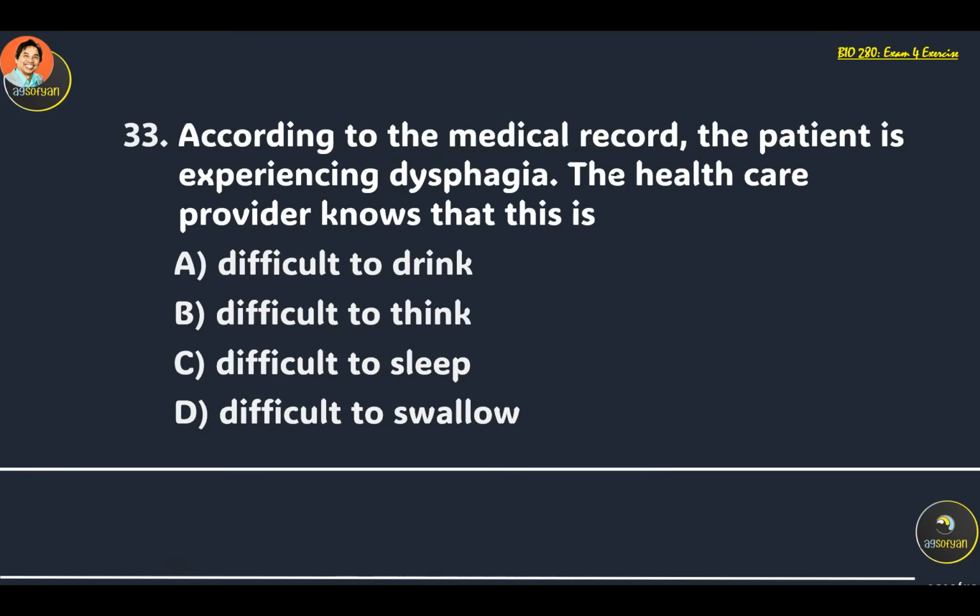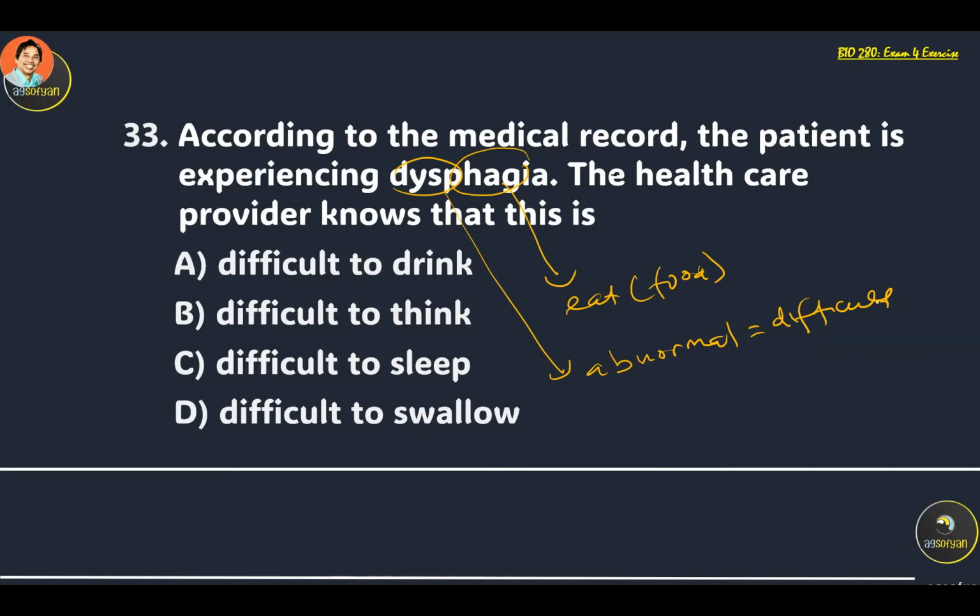According to the medical record, the patient is experiencing dysphagia. The healthcare provider knows that this is, okay, so phag over here means eat or food. Okay, so this means abnormal, right, or difficult. Okay, so just combine that. Difficult eating means difficult to swallow.